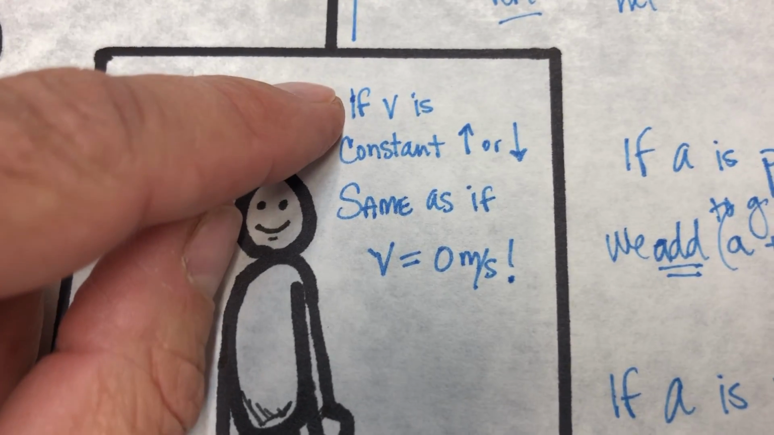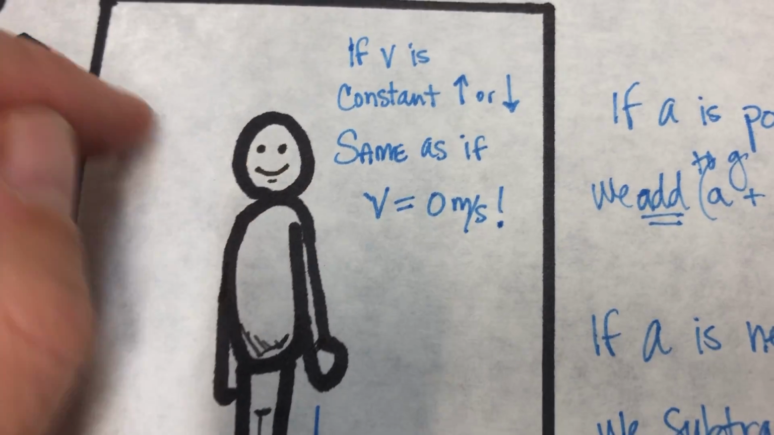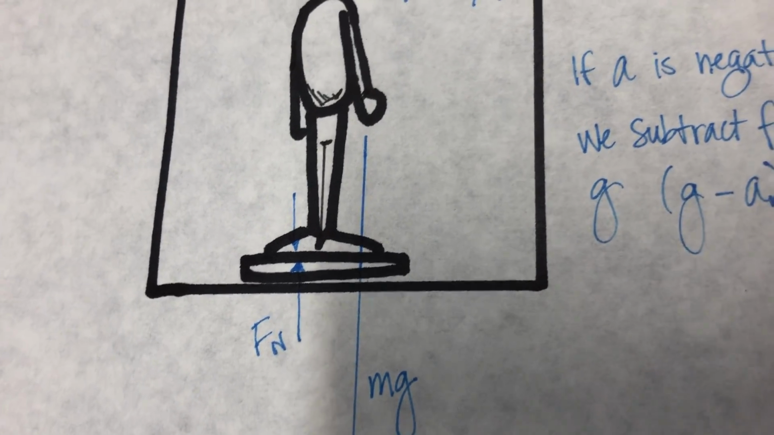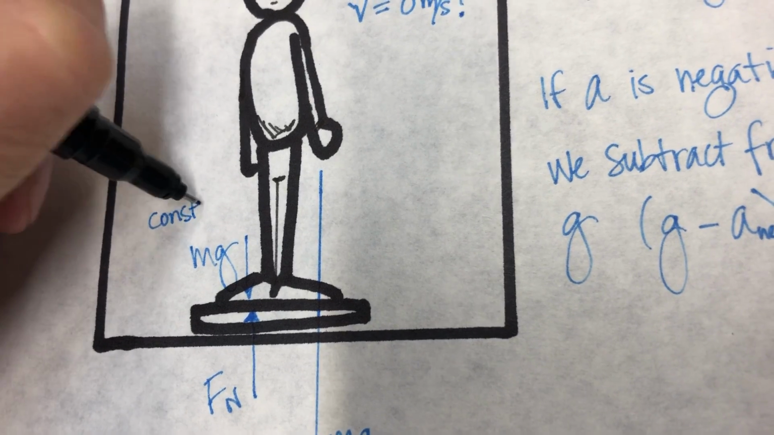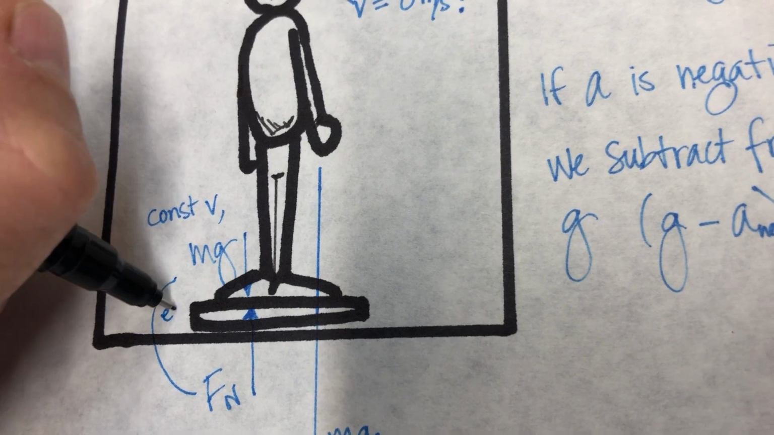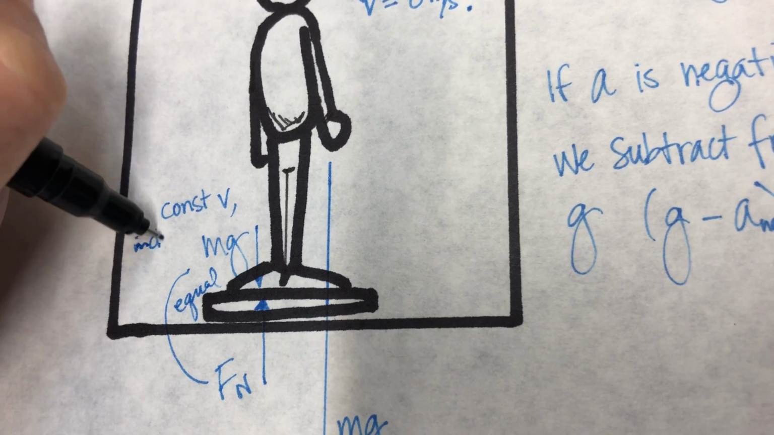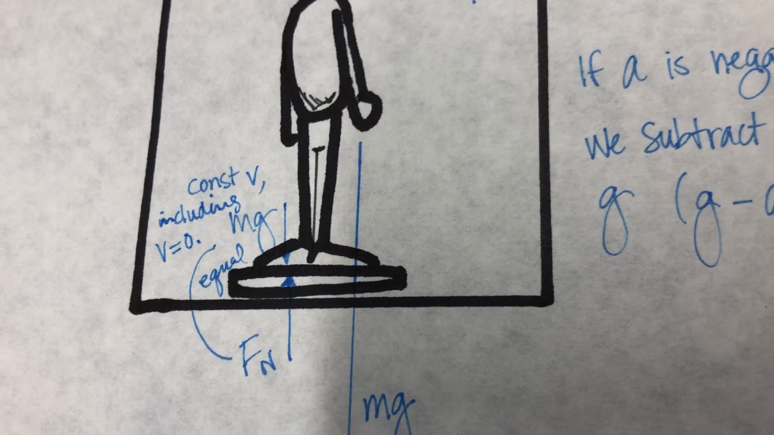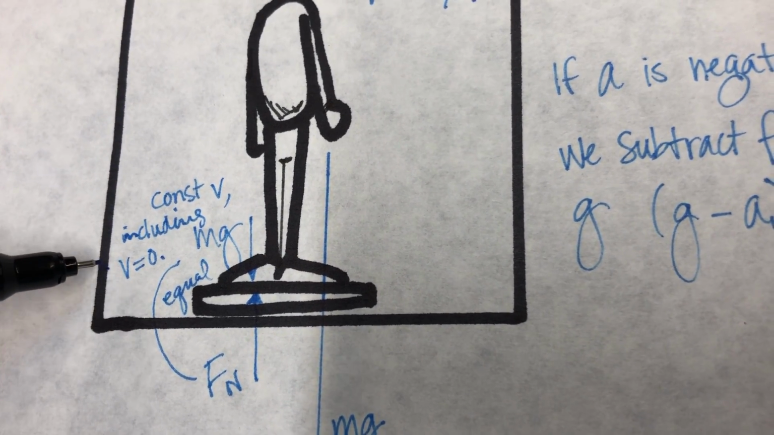Okay, so here's the rule. If the velocity is constant, up or down, the weight is the same as if v is 0. So it's just mg. Normal force equals mg. If the elevator is moving at a constant speed, constant v, mg equals normal, including v equals 0. Okay, so constant velocity up or down, same as mg, same as if v is 0.